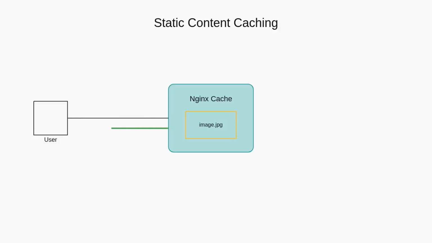Between load balancing, security, and caching, Nginx acts as the Swiss Army knife of web infrastructure. Whether you're running a small blog or a massive global platform, Nginx is likely there, quietly making sure every request gets exactly where it needs to go.